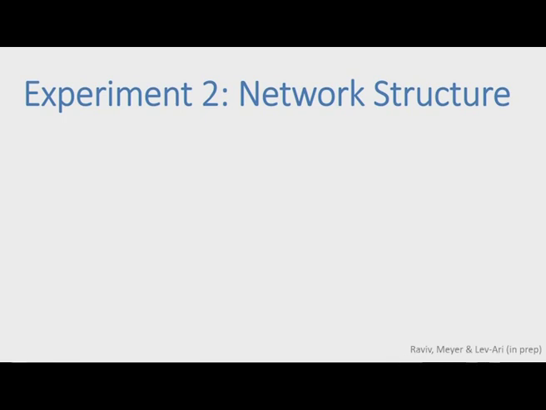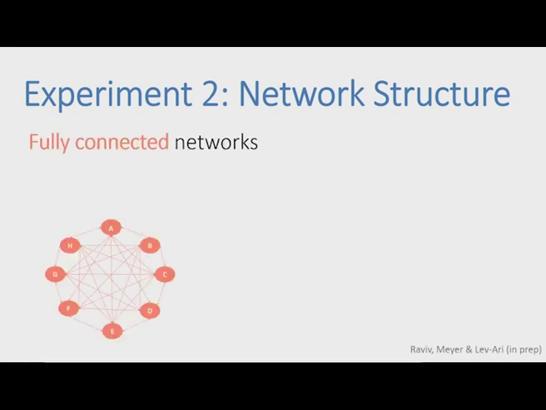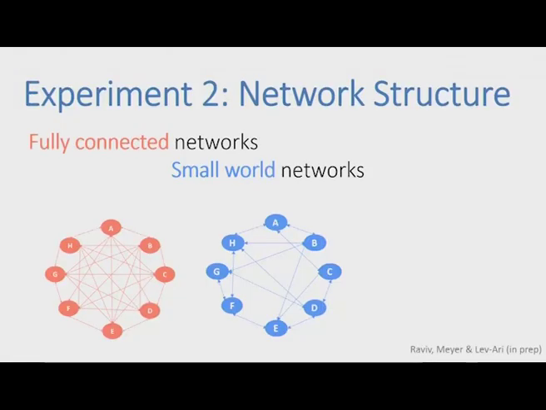So what we did is we compared 3 different types of networks. The first network was the fully connected network, just like in the first experiment. Here everyone interacts. It does resemble early human societies, but it's much rarer nowadays, maybe some hunter-gatherer communities or some small villages. And we compared this to a small world network. This is a network that is much sparser. It actually has only half of the possible connections.